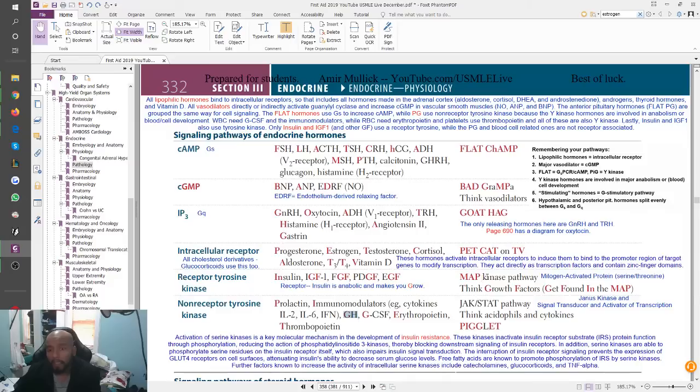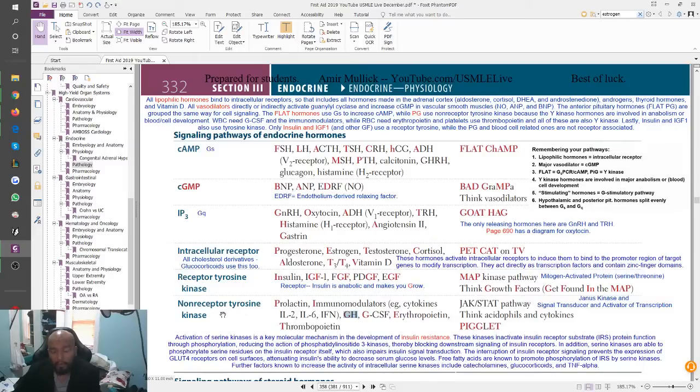Right, so MAP kinase pathway would have been the correct answer choice if you were giving one of these things to treat her, but you're not. And a lot of people for that question had picked MAP kinase pathway. They got it wrong. But these guys, right, the piglet guys: prolactin, immunomodulators, growth hormone, granulocyte colony stimulating factor, erythropoietin, thrombopoietin, all of these guys are JAK-STAT.